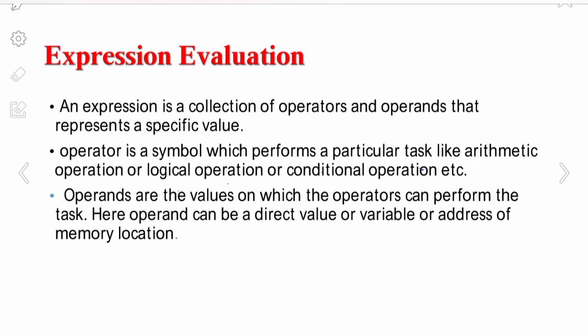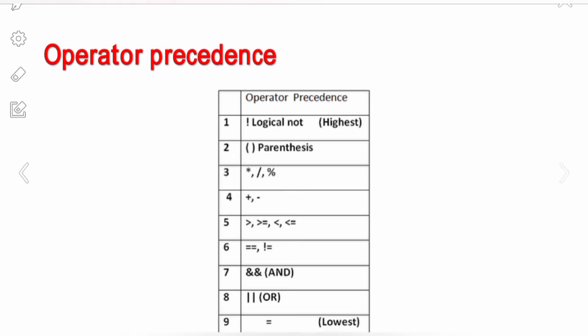So an operator is nothing but a symbol, and operands are the values on which the operators perform the particular task. Here an operand can be a direct value, a variable, or the address of a particular memory location. So an operand may be any direct value or it may refer to any memory location. Now we will see how we can evaluate an expression.